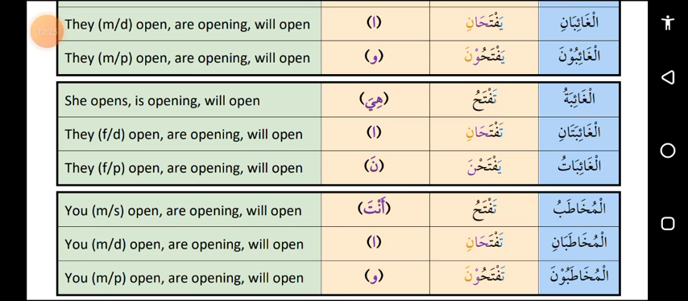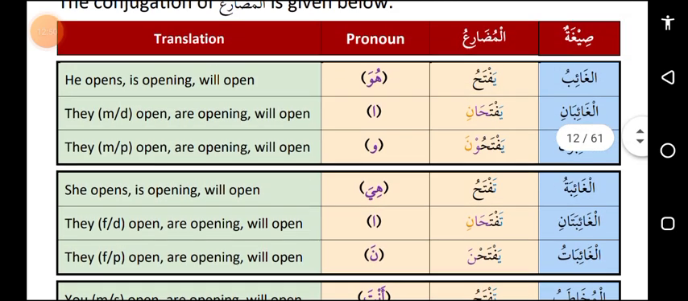Then let's move on to taftahani. Taftahani means they both open. And then the next one, yaftahna, means they open, or they will open. Here we have jama muannath ghaib, so this is for plural feminines. So let's have a revision.